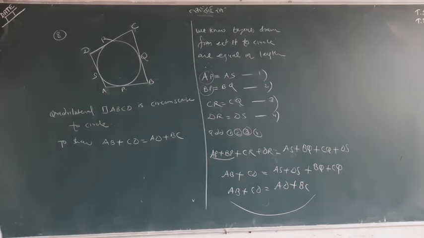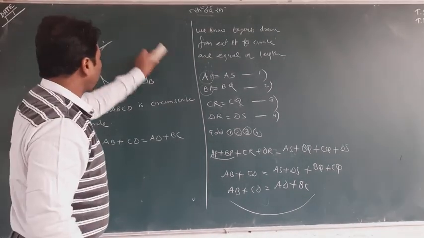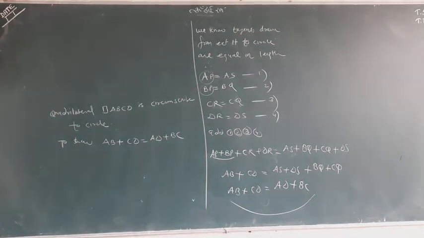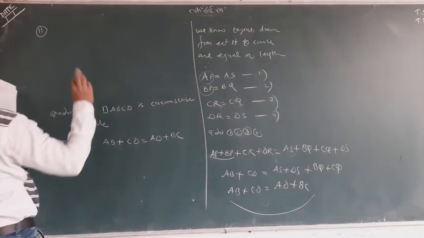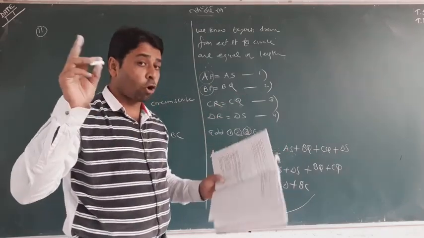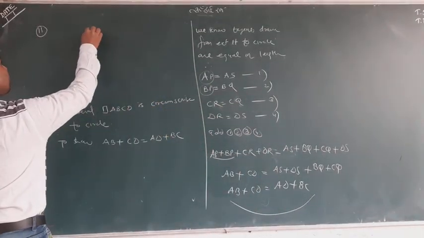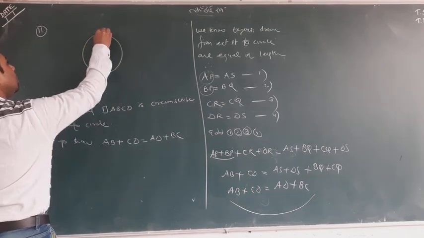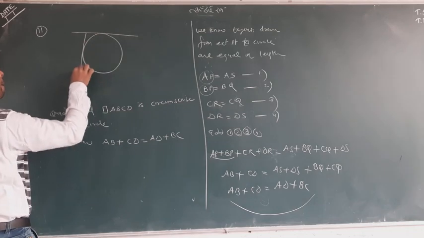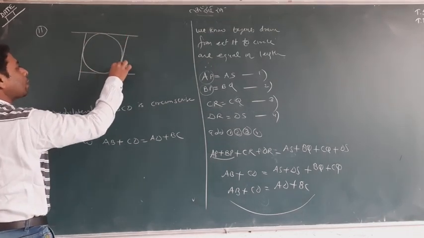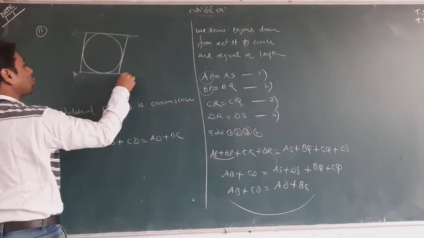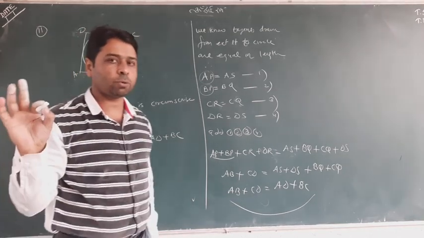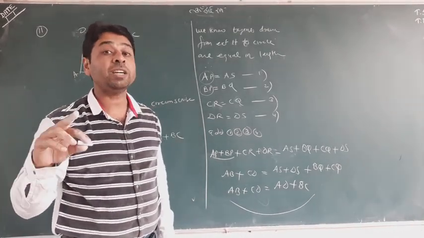One more related question I want to do here without rubbing all the things, but I want to write one question without rubbing this. We have question number 11. Prove that a parallelogram circumscribing a circle is a rhombus. This is the very same question. Let me say something. This is a circle. We have a parallelogram circumscribed about a circle. We want to show it is a rhombus. Suppose ABCD is a parallelogram. ABCD is a parallelogram. We have to show it is a rhombus.